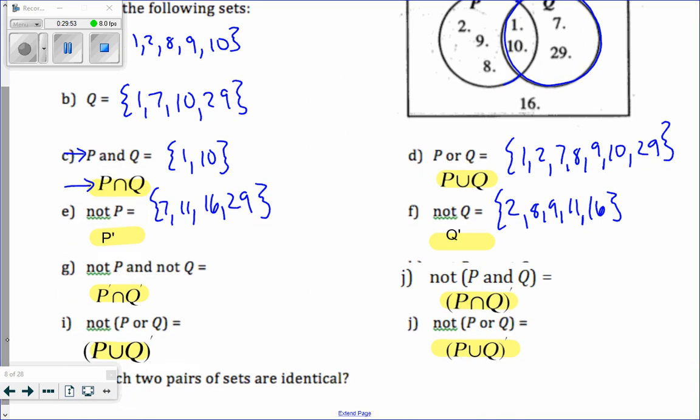Straightforward so far? Okay, so just like in language, it's the knots that are going to drive you batty. So not P and not Q. This is what it would look like with symbols. So not P and then the intersect sign, not Q.